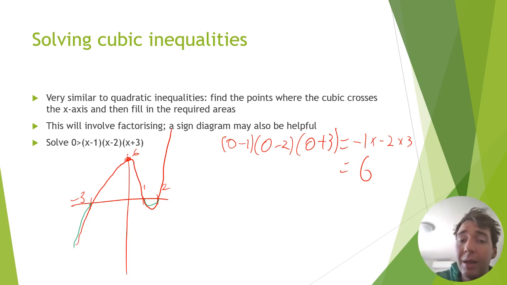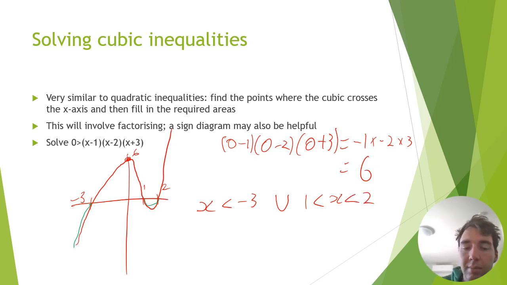That's not too hard, I think. So we're going to say x is less than negative 3. That's our left-hand side, in union with 1 is less than x is less than 2. That's it. That's all you got to do.